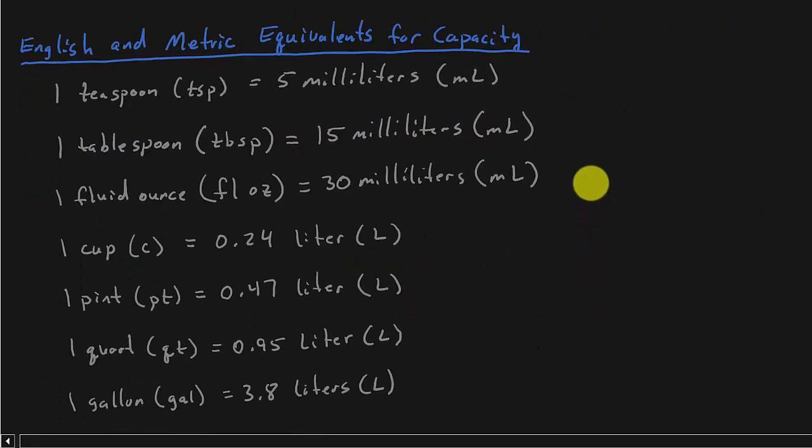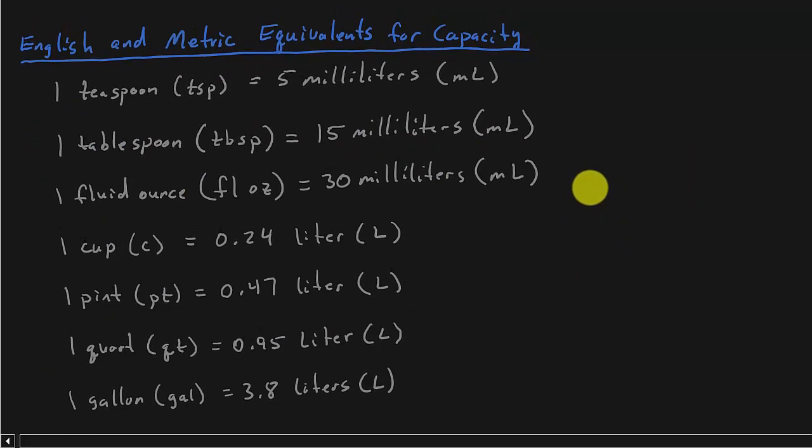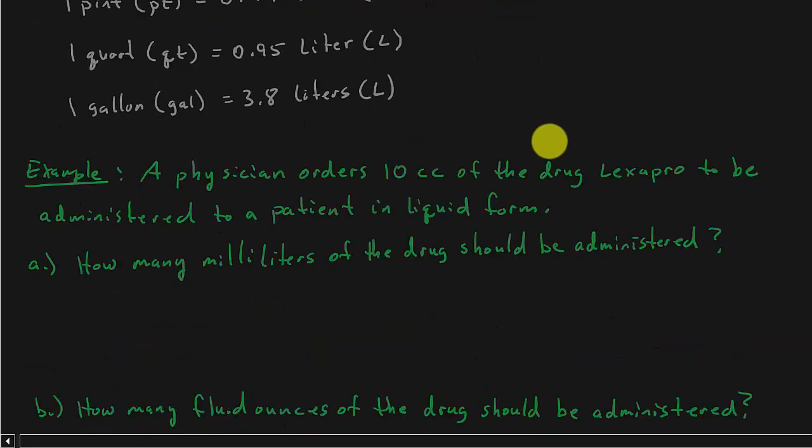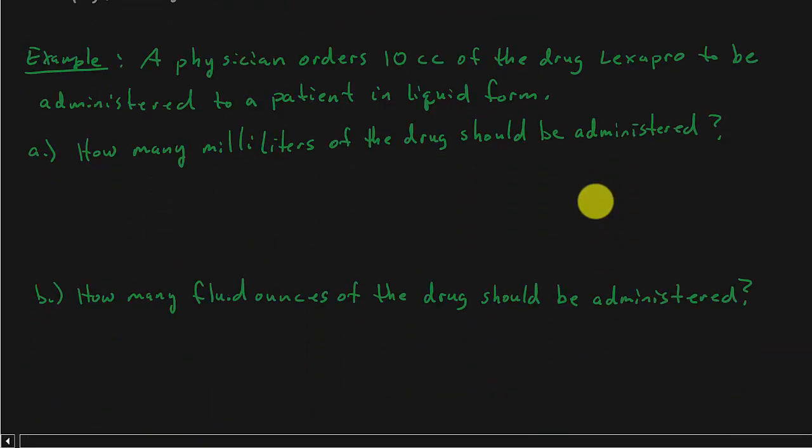All right, so now what about English and metric equivalents for capacity? I'm not going to read through all these. You can read them. A teaspoon goes to milliliters, tablespoon to milliliters, fluid ounces to milliliters, cup to liter, and so on. Just the same thing. So let's look at this. We've got an example. We got a medical question here, don't we? Let's see what it says.